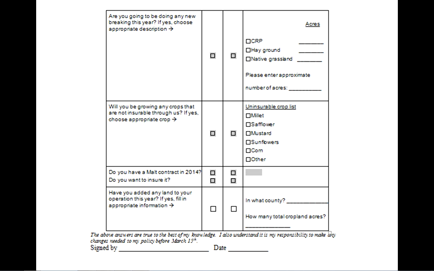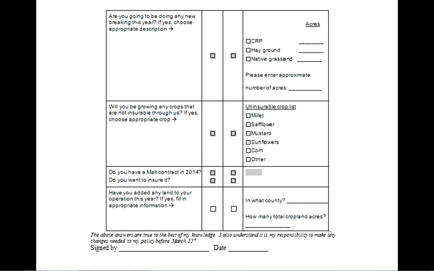That has to be done by this March 15th deadline too. Do you have a malt contract for 2014, and do you wish to insure it? At the very least, if you're just waffling back and forth and considering the malt coverage, do the qualifier for this deadline. In other words, prove to us that you grew malt in the past and delivered 75% of your contracts.